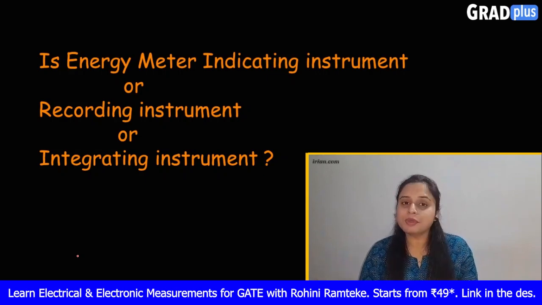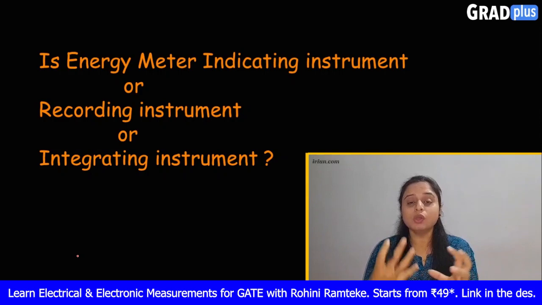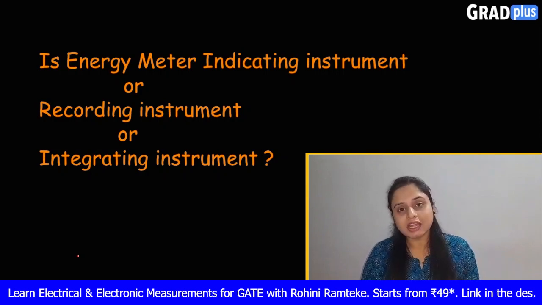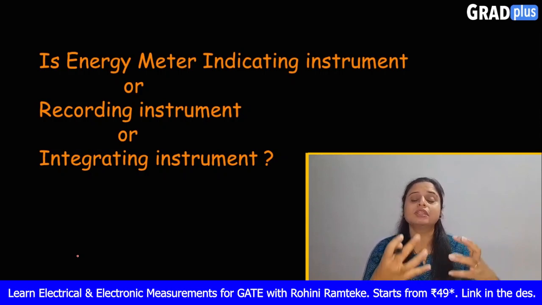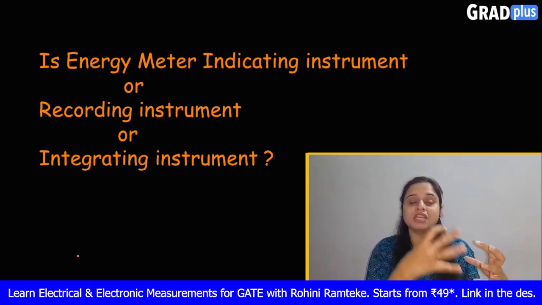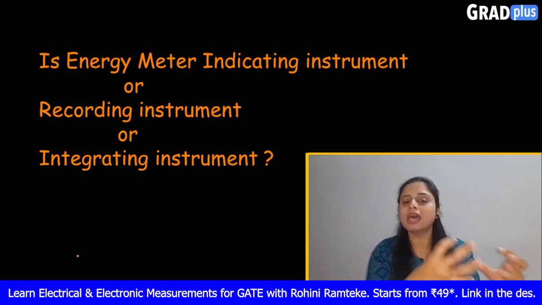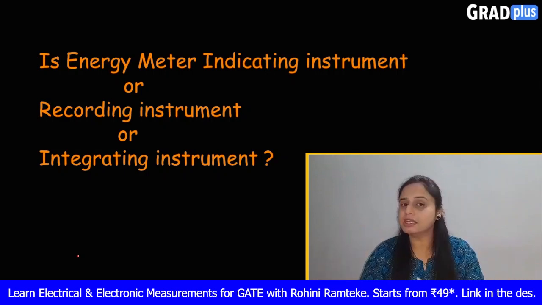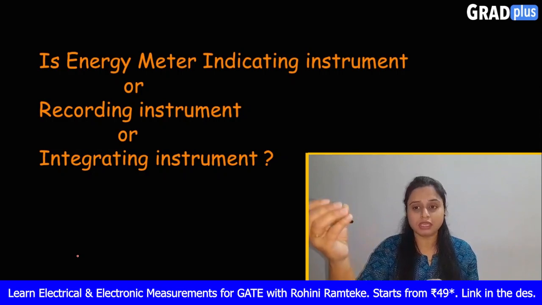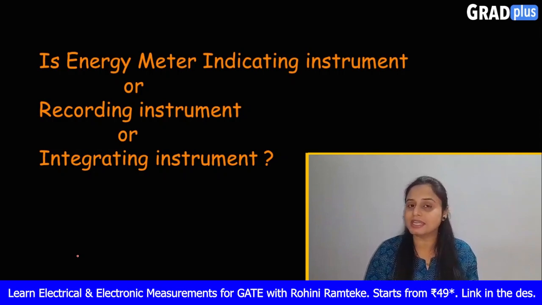For electrical measurement purposes, we know that some types of instruments are used for measuring different types of quantities. The instruments are classified basically into analog and digital form. The indicating, recording and integrating type instruments come under the analog type of instrument. So in these three types of instruments, in which category will this energy meter come, let us find out.